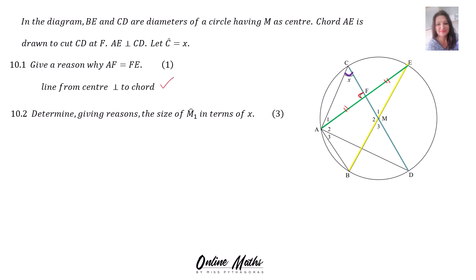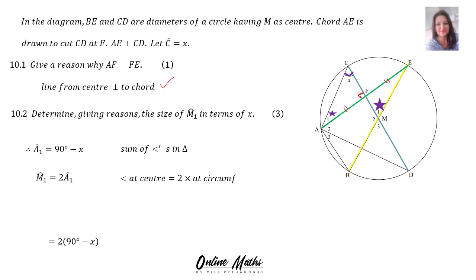10.2. Determine, giving reasons, the size of M1 in terms of X. So we can start by saying that angle A1 is 90 degrees minus X, and your reason is sum of angles in a triangle. Then we can say that angle M1 is equal to twice angle A1, and your reason is angle at center is twice the angle at circumference, subtended by the same arc CE.